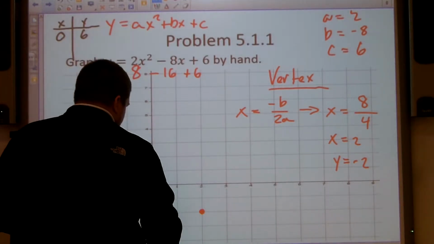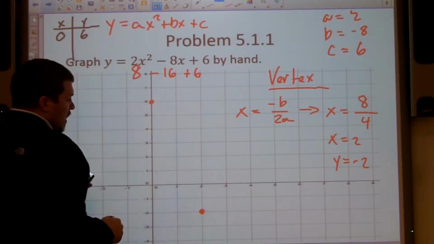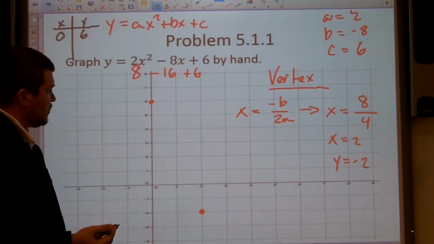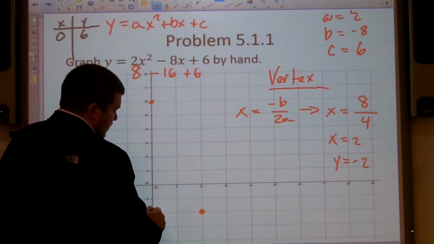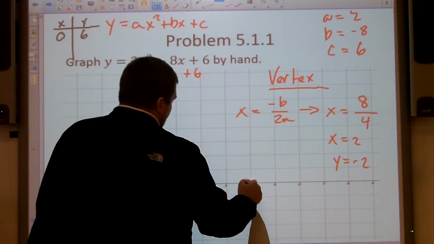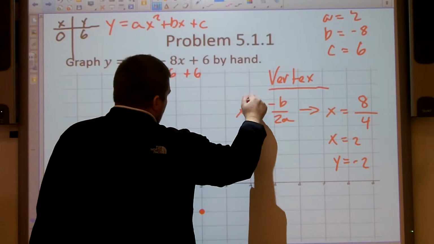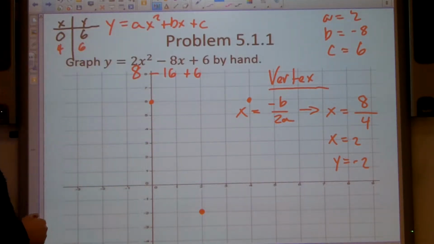So 0, 6. And what we know is because of symmetry, I buy 1, get 1. So I went over 2 units to the left of the vertex, so I go over 2 units to the right of the vertex. So my corresponding y value is going to be 4, 6. Okay? I want to find at least 5 points here.